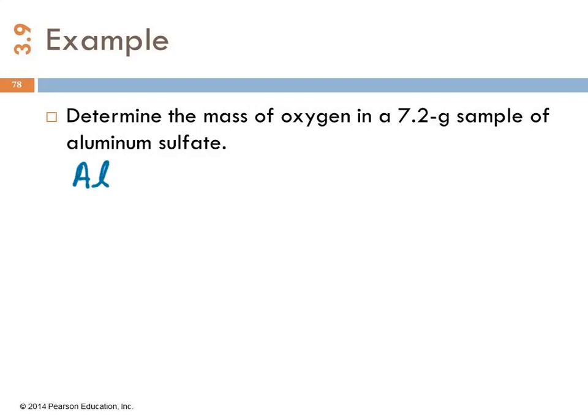What charge does aluminum ion have? 3 plus. We know that from the periodic table. And sulfate is? SO4, 2 minus. So when we combine those together, we get Al2(SO4)3. Kind of messy, but that's what it is.